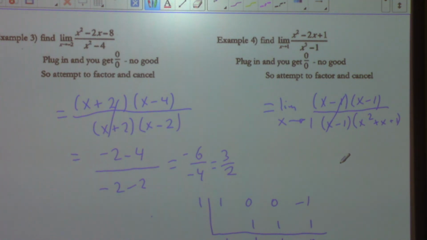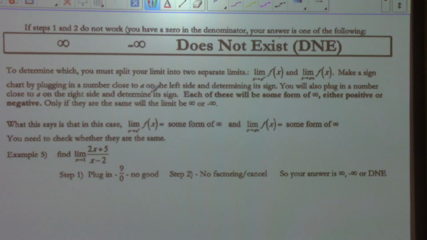So anyway, now can we plug in? We're going to get 0 over 3, right? So that's going to be 0. If you plug in 1, you'll get 0 over 3. So 0. We're going to go work on this more next time. I'm going to hand out the sheet, review sheet number 2.